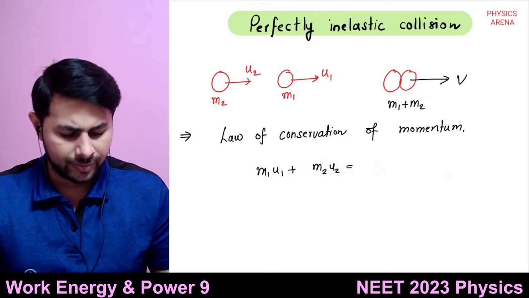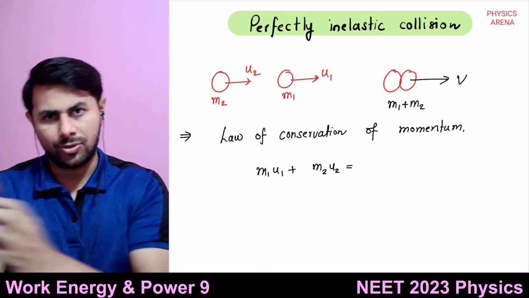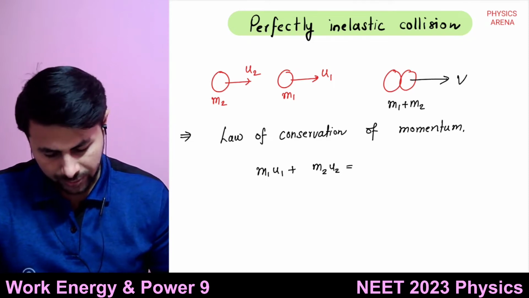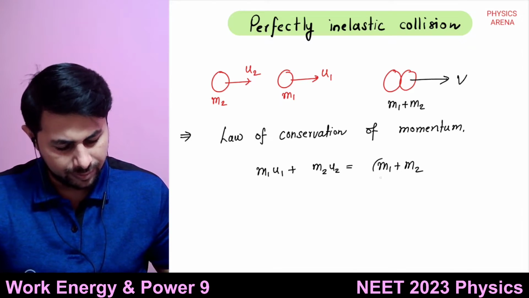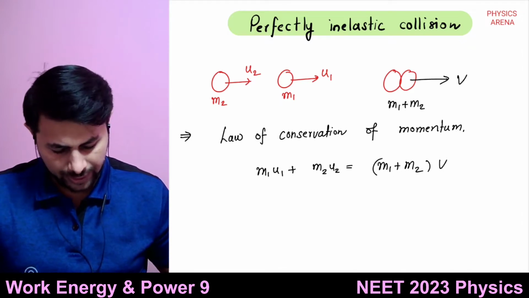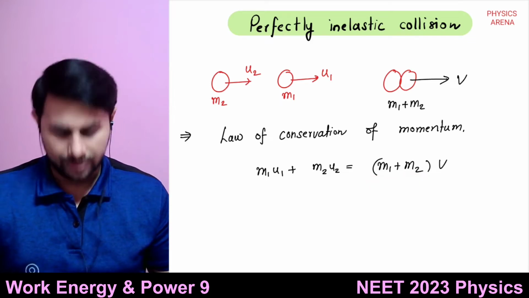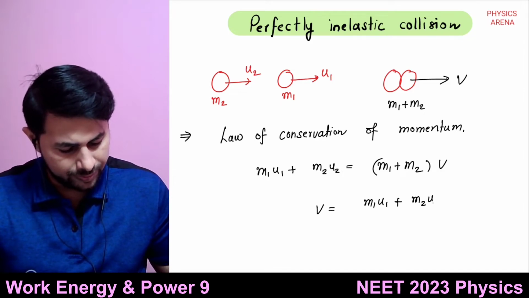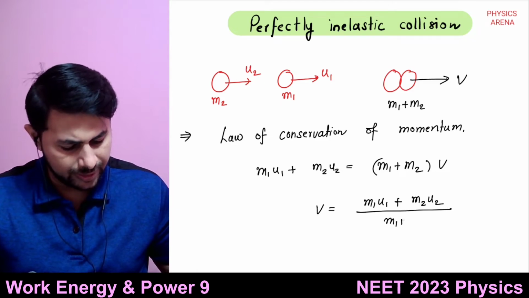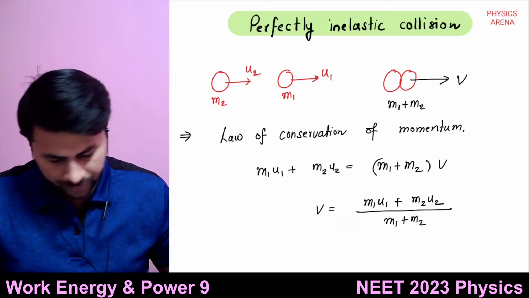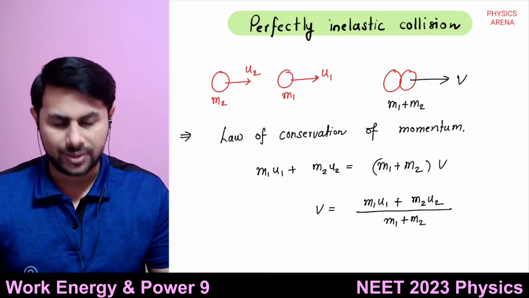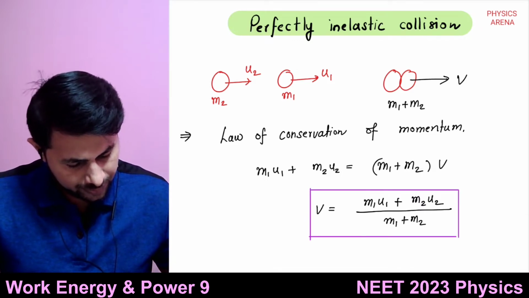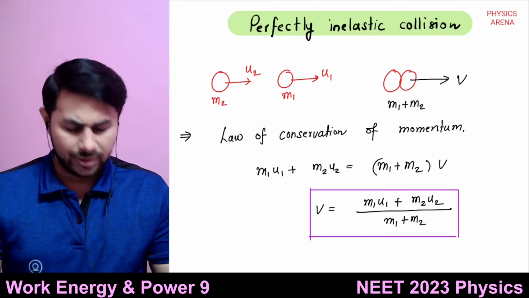What will be the final momentum? Now these two objects stick together and move together. The total mass is m1 plus m2, and suppose they move with velocity v. So it is (m1 plus m2) multiplied by v. Then you can take m1 plus m2 to the other side, so you get v equals (m1 u1 plus m2 u2) divided by (m1 plus m2). So we get this simple relation for the velocity in the case of a perfectly inelastic collision.